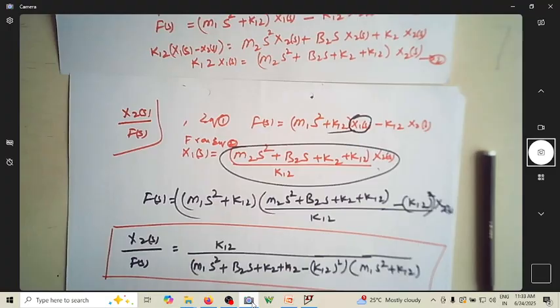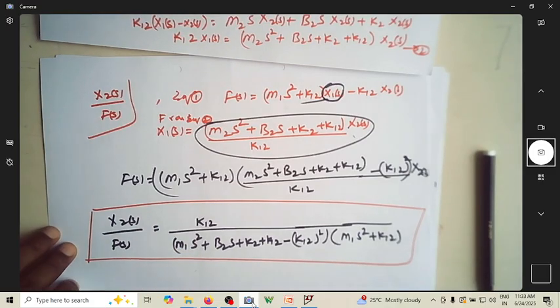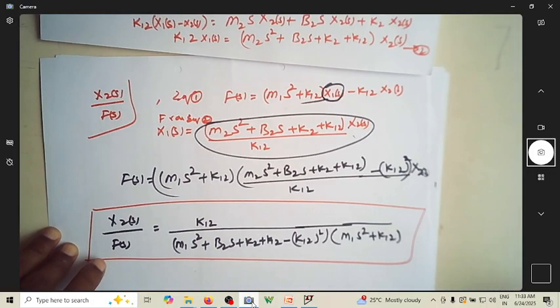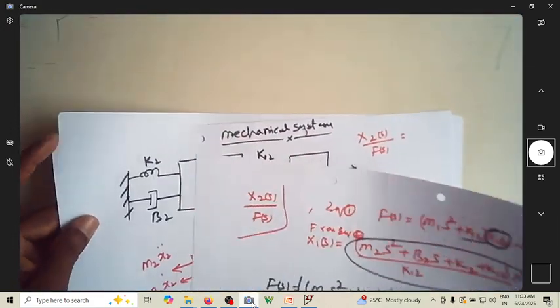Of course, if you substitute the values of different constants of this mechanical system, you'll get a second order equation. You can see the order of the equation is... okay. In this way, you can just repeat.